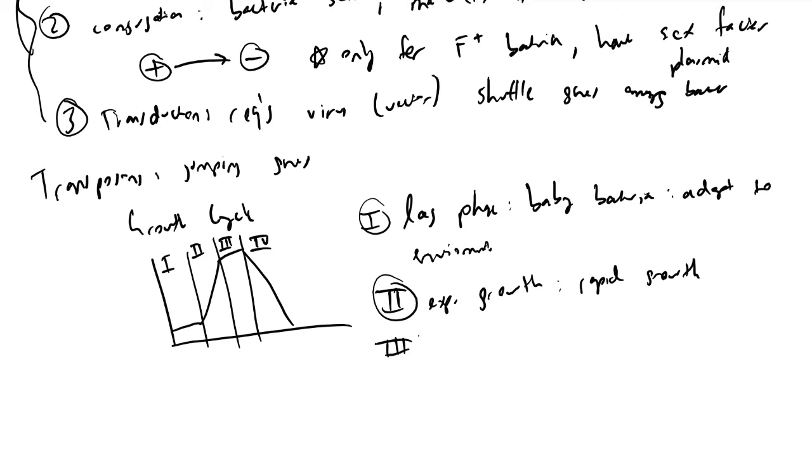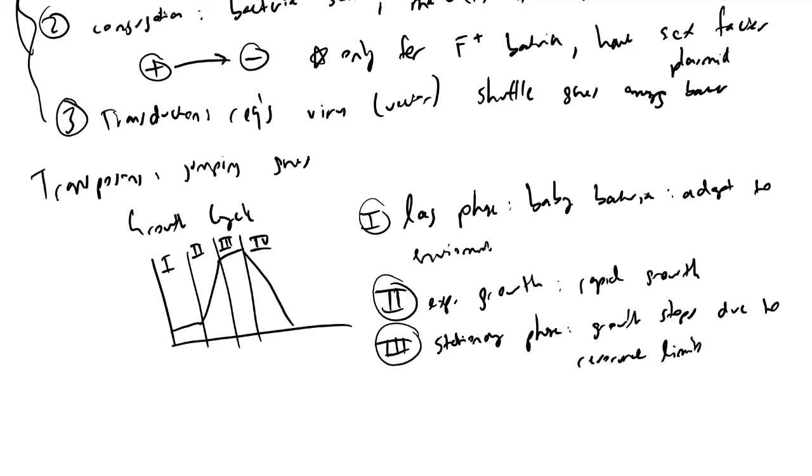And what happens in region 3 is, like on the macro level, you've got so many finite resources, you eventually reach a point at which you're in a stationary phase. So growth stops due to resource limits. There's only so much glucose present in the solution, for instance.